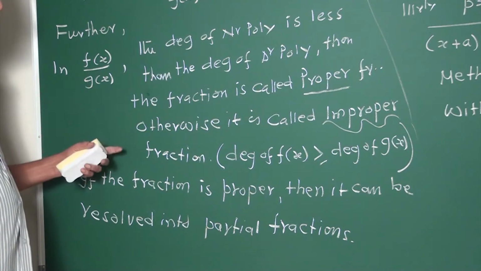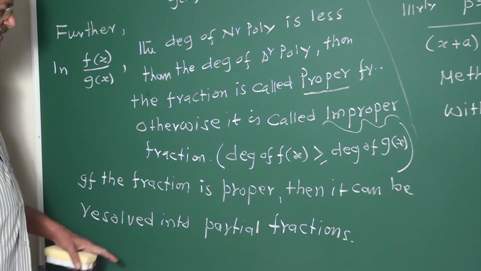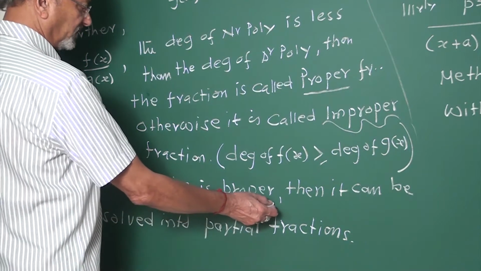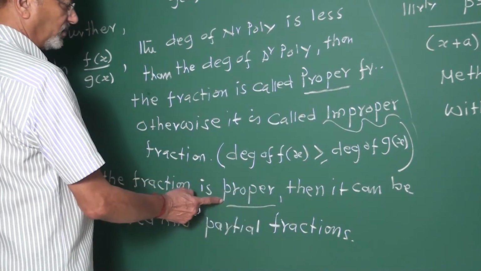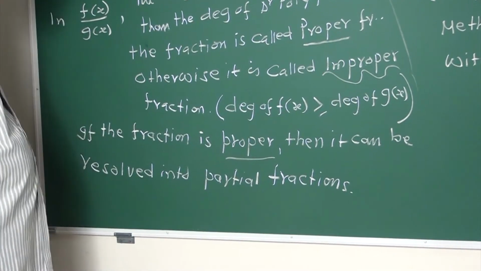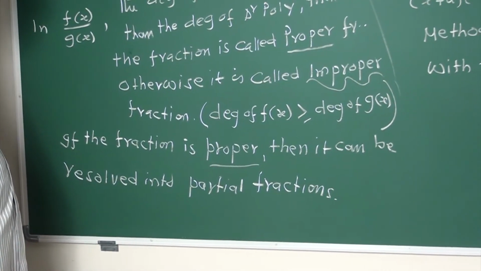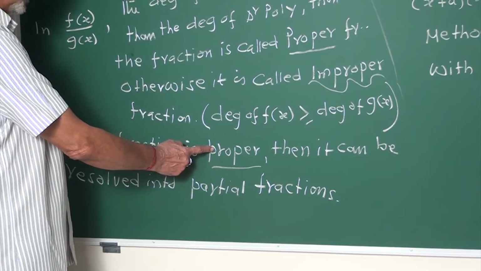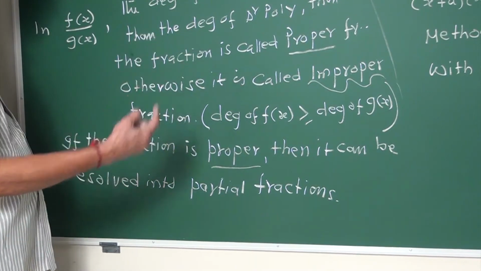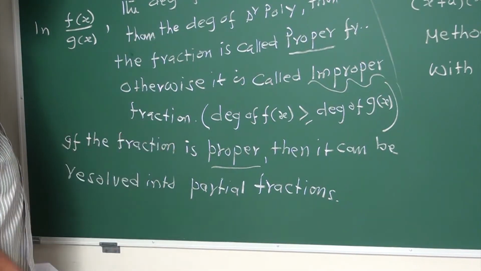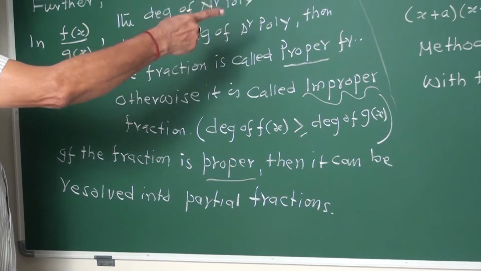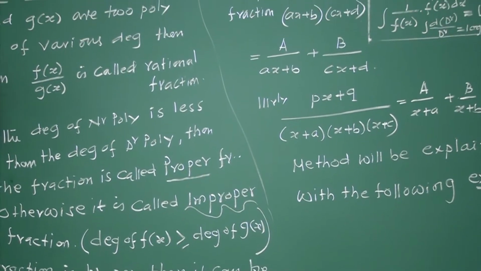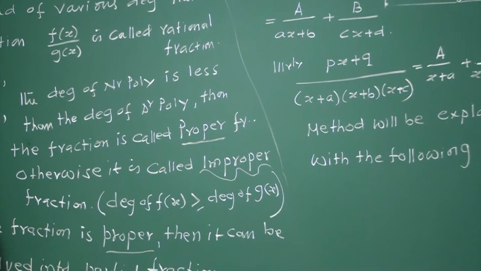My friends, remember, this is very important. Our process is this. If the given fraction is proper, meaning the degree of the polynomial in the numerator is less than the degree of the polynomial in the denominator, then it can be resolved into partial fractions. And the method is like this. These are some rules, my friends, rules of resolving into partial fractions.